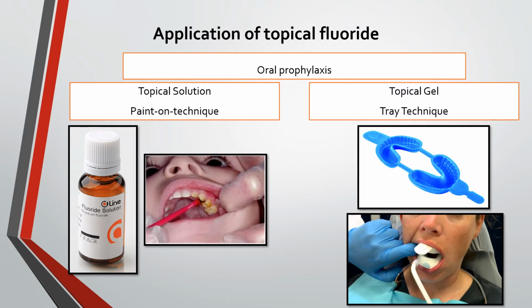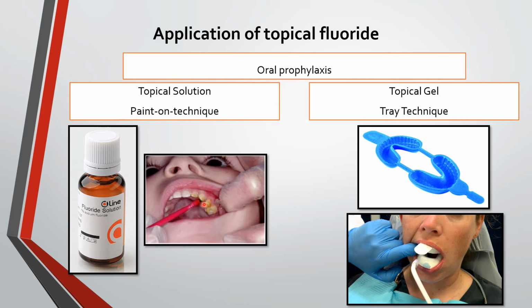So there are two ways to do the topical fluoride application. One is the paint on technique, and this we particularly use with solutions and with varnishes, and the other one is the tray technique, and we use this particularly when we have topical gel. Okay, so this paint on technique is very simple. You take the solution and then you simply paint the solution onto the tooth surface. Okay, very sequentially, quadrant wise, so all the smooth surfaces.